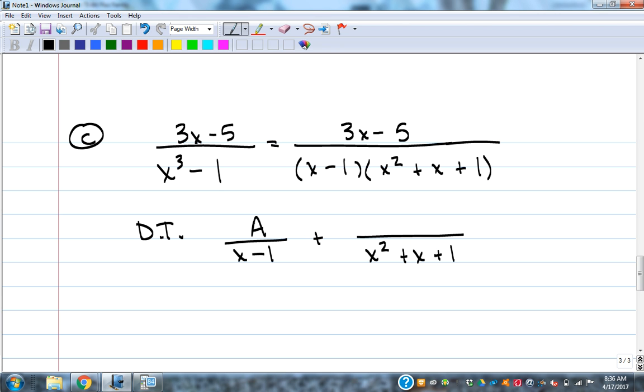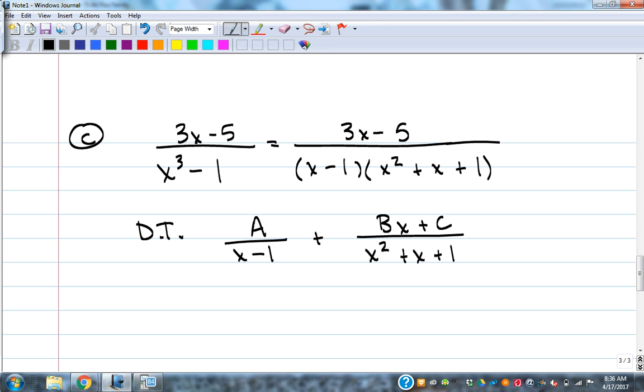Okay, so our first fraction, the x minus 1, that's like what we've been doing. We got degree of 1, degree of top is 0, so that's just plain A. Here we have a quadratic in the denominator. So our numerator needs to be linear, or degree of 1. And when we write a linear equation, what does it look like? Mx plus b, right? So here we used a, so the next letter we're going to use is b, so it'd be bx plus c is our numerator.